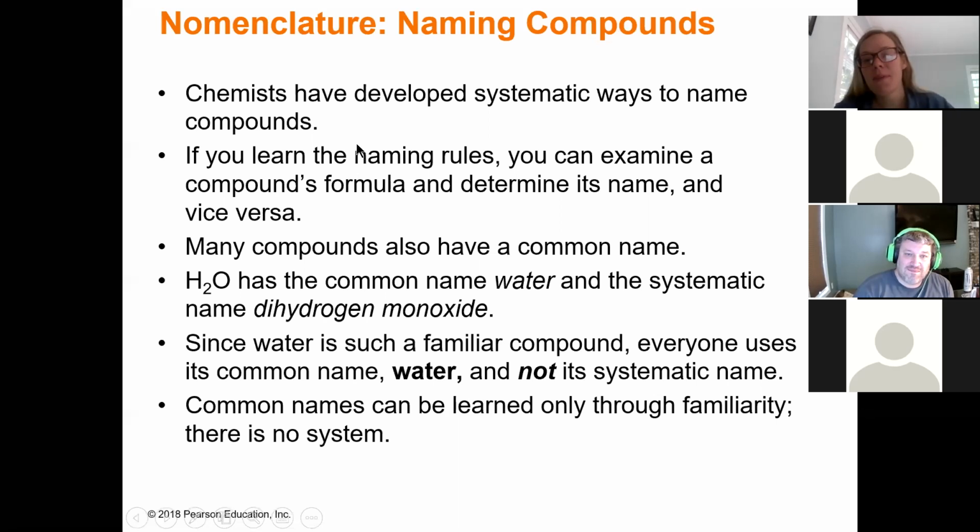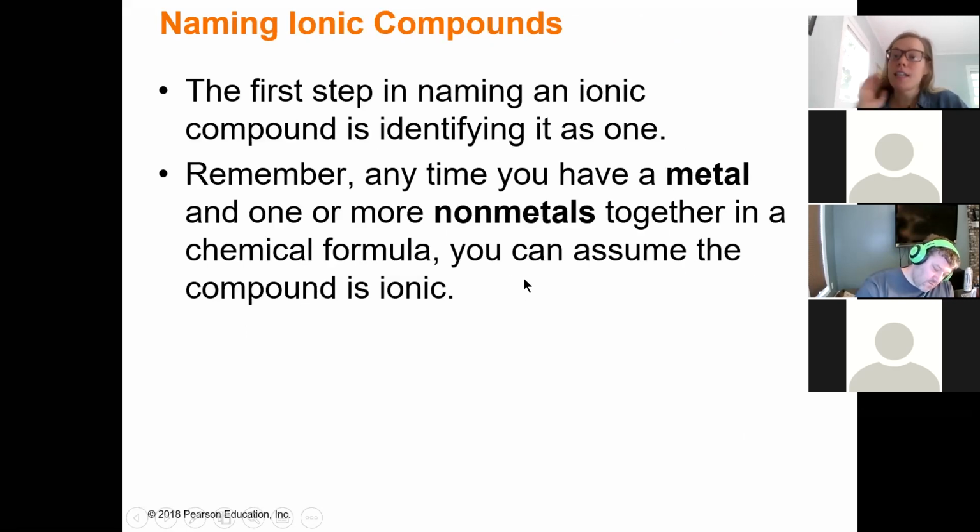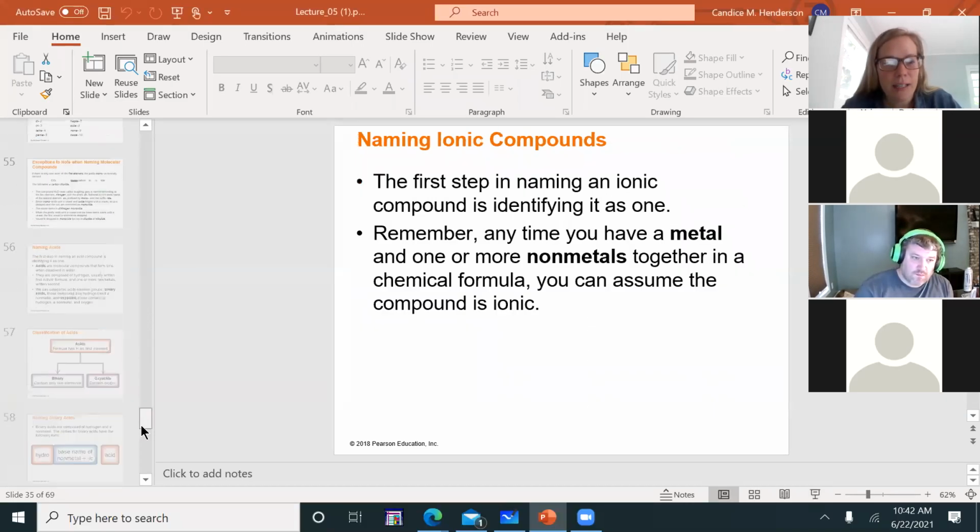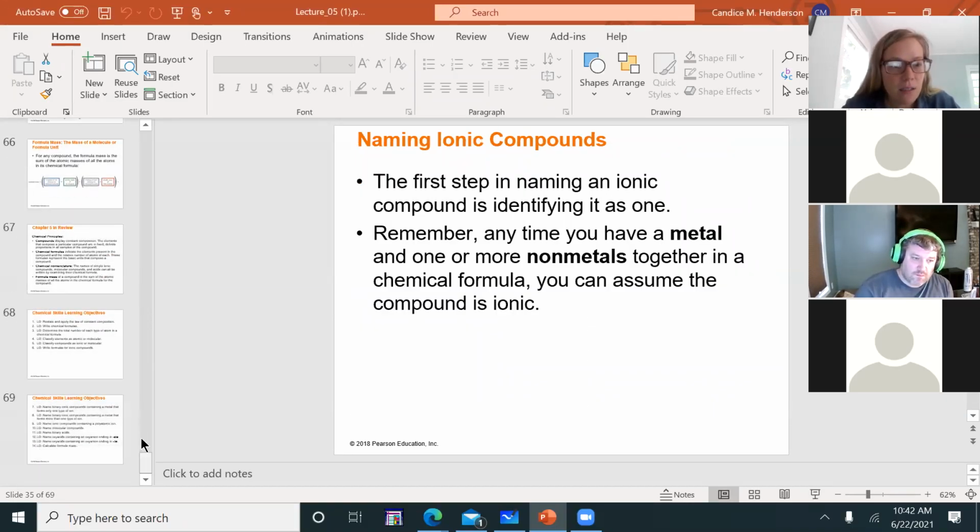So we've got this systematic way of naming things. The first thing when it comes to naming is just determining, is it ionic or is it molecular? Because the way we name metal nonmetals, ionic stuff, is going to be different than the way that we name nonmetals. Common names can only be learned through familiarity. There is no system. Systematic names can be learned. If you know the system, you can name any compound, and I'm going to teach you the system. So the first thing to your system, I kind of want to hop ahead because there's a really nice flow chart at the end of these slides.